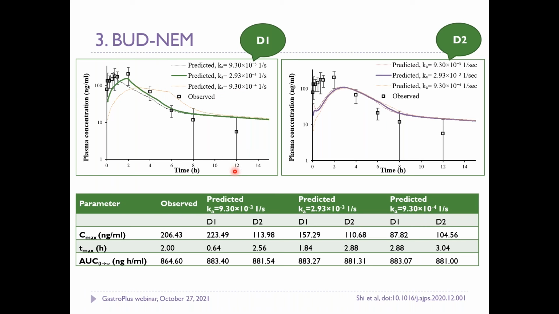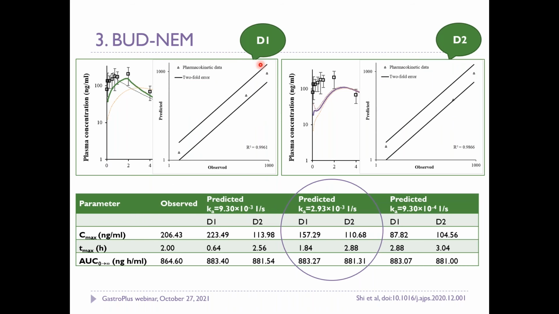The optimal input absorption rate constant value that resulted in the best matching between the predicted and mean observed pharmacokinetic parameters was this one. The obtained data based on the optimized absorption rate constant value indicate that in vivo determined microparticles deposition in the lungs, or D1 deposition, provided better prediction of budesonide in vivo plasma profile in comparison to the in silico estimated, or D2 deposition.